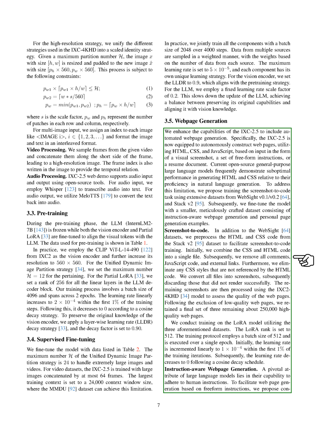To address this, we propose training the model using datasets from WebSight v0.1, v0.2, and Stack v2, followed by fine-tuning with a smaller dataset focused on instruction-aware web page generation and personal page examples. For the screenshot-to-code task, we pre-processed HTML and CSS code from the Stack v2 dataset to train the model effectively. We combined CSS and HTML code, removed comments, JavaScript, and unused CSS styles, and converted files into screenshots for processing.